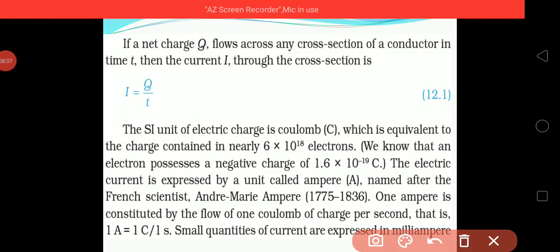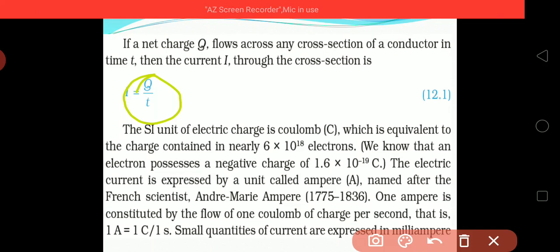If a net charge q flows across any cross section of a conductor in a time t, then the current I through the cross section is I = q/t, where I indicates electric current, q indicates electric charge, and t indicates time. So the formula of current is I = q/t. Once again, I = q/t, meaning current equals flow of charge upon time taken.